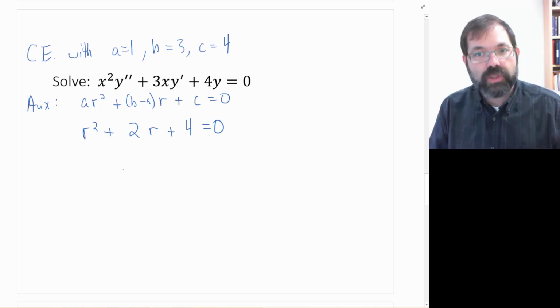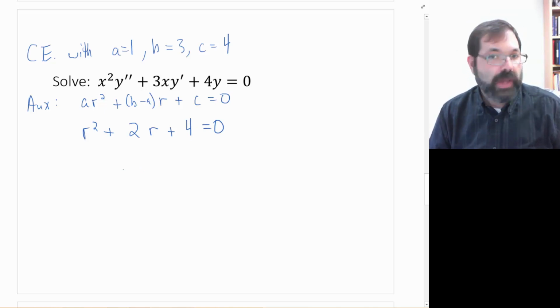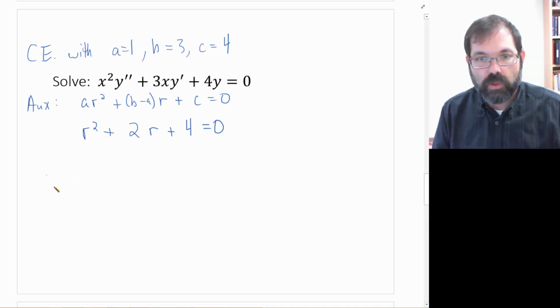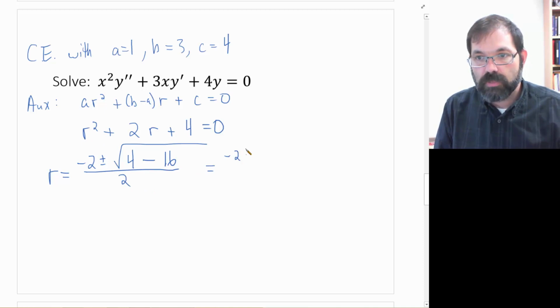So now I solve this auxiliary equation. Let's see, factoring won't work. Let's apply the quadratic formula. So r would equal negative 2 plus or minus the square root of b squared, 2 squared is 4, minus 4ac, so 4 times 1 times 4 is 16, over 2 times 1 is 2. So r is then equal to negative 2 plus or minus the square root of negative 12.